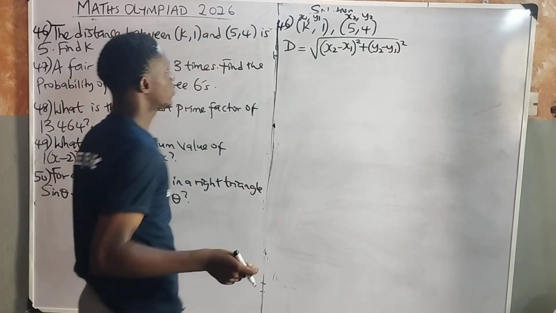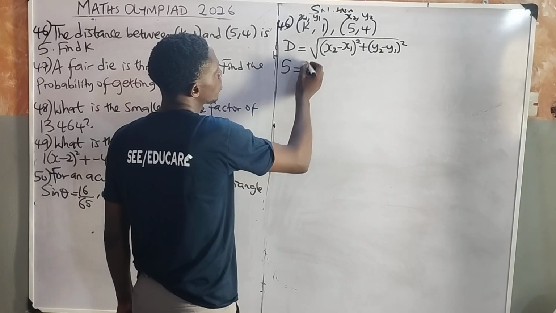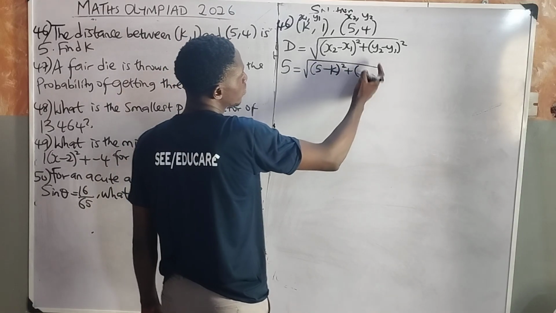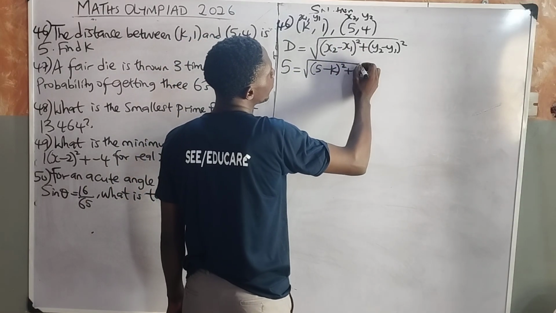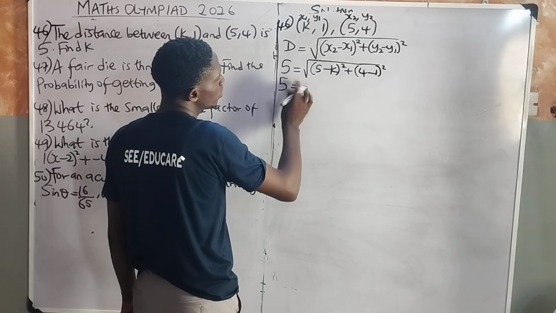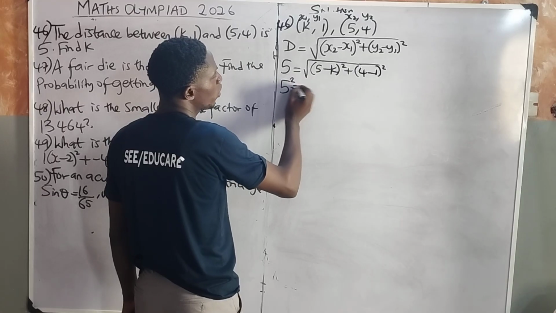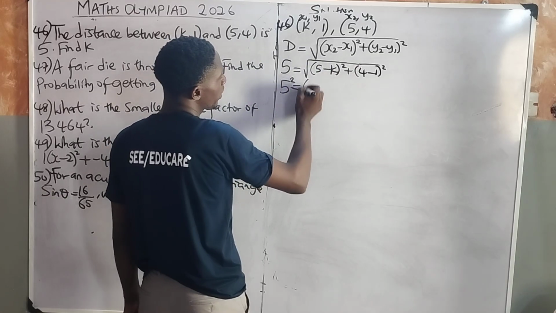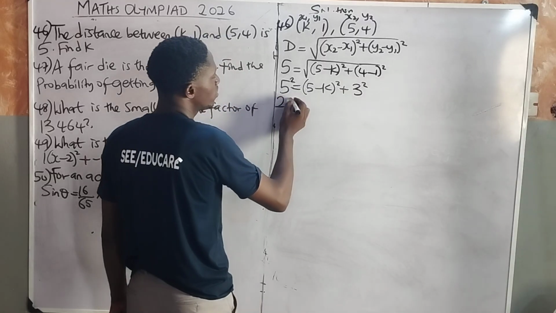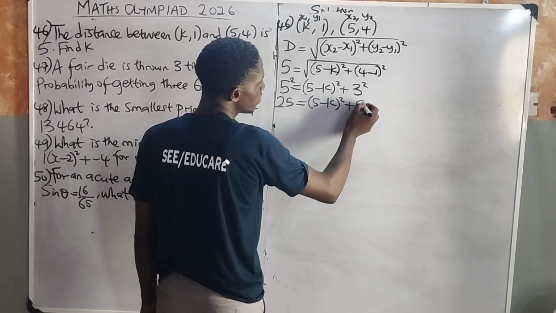all square. Let's substitute. We are given the distance as 5. So we have 5 is equal to the square root of (X2 is 5 minus X1 is K) then square, plus (Y2 is 4 minus Y1 is 1) all square. So we have 5 is equal to, okay, let's take this square root here. When the square root comes here it is square. So we have 5 square is equal to, this square root has been removed. So we have (5 minus K) all square plus (4 minus 1 should give us 3) square. So this is 25 is equal to (5 minus K) all square plus 3 square is 9.